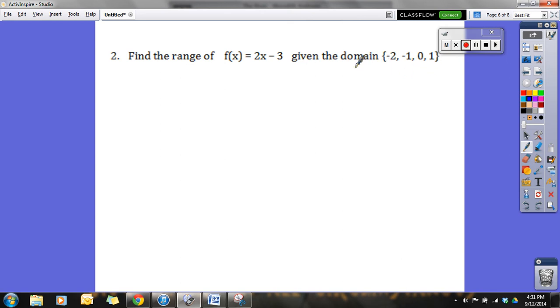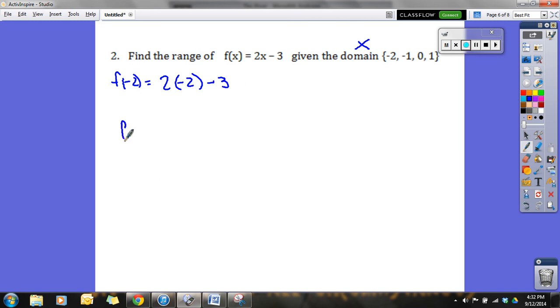Okay, if they give us a domain, remember these are x values. So we're going to take each of these numbers, plug them in for x in our function, and figure out the corresponding y values, which will give us our range. So first we would have to do f of -2. So I have 2 times -2 minus 3.